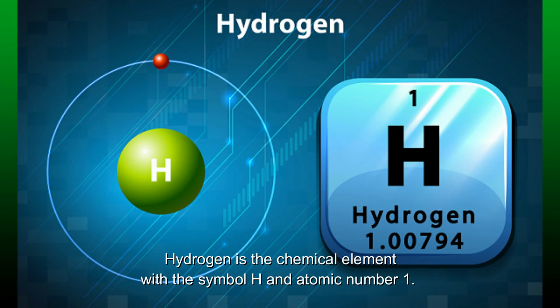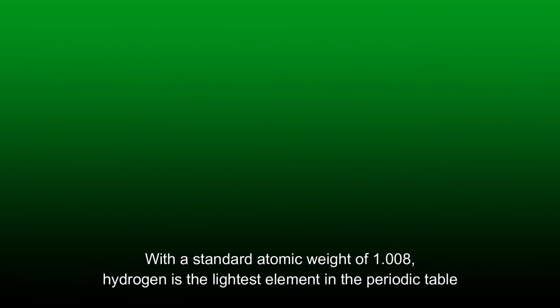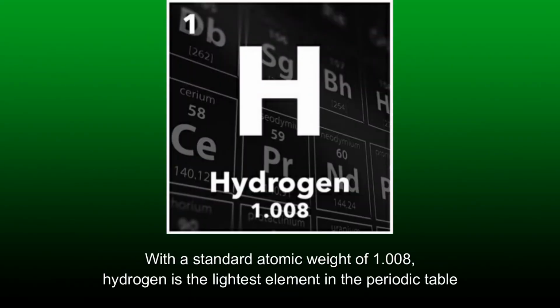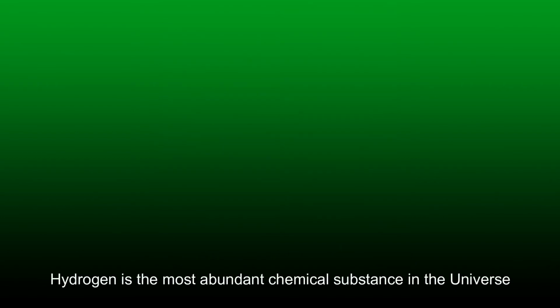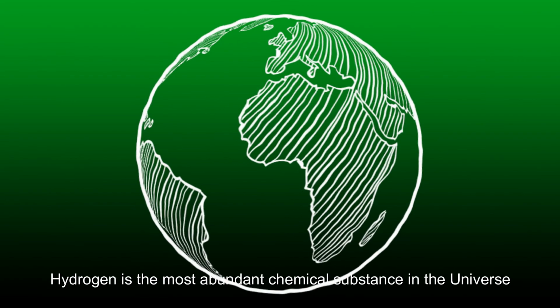These are a few of the famous elements in the periodic table. The first one is hydrogen. Hydrogen is the chemical element with the symbol H and atomic number 1, with a standard atomic weight of 1.008. It is the lightest element in the periodic table. Hydrogen is the most abundant chemical substance in the universe.